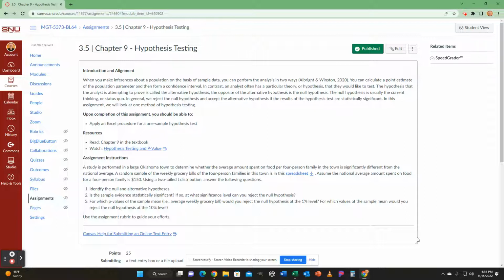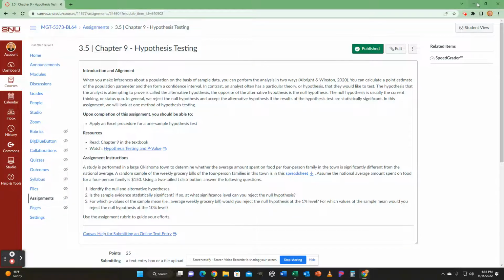That's a clue there. That'll be our mean that we're trying to test our hypothesis against. We're going to use a two-tailed t-distribution, and we're going to show you how to do that in Excel. For the assignment, you need to be able to identify the null and alternative hypothesis. We need to see if the sample evidence is statistically significant, and we're going to use a p-value to look at that. And then we'll also look at a couple of other examples of p-values at the 1% level and at the 10% level. And as normal in these assignments, once you've done the calculations, then you need to come back and analyze that and answer the questions here.